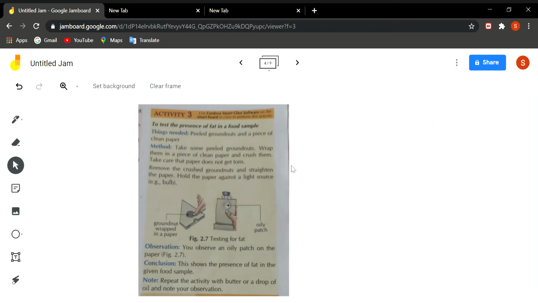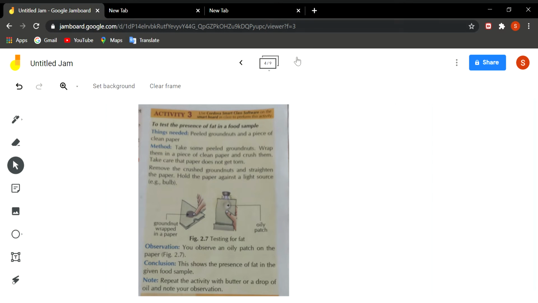Now what will you observe? You will observe the oily patch on the paper, that shows the presence of fat. You can repeat this activity with butter or a drop of oil. Sometimes you must have done this. If you want to trace something, you just put some oil on a paper, and then the paper becomes transparent in front of light. So this is the same activity.